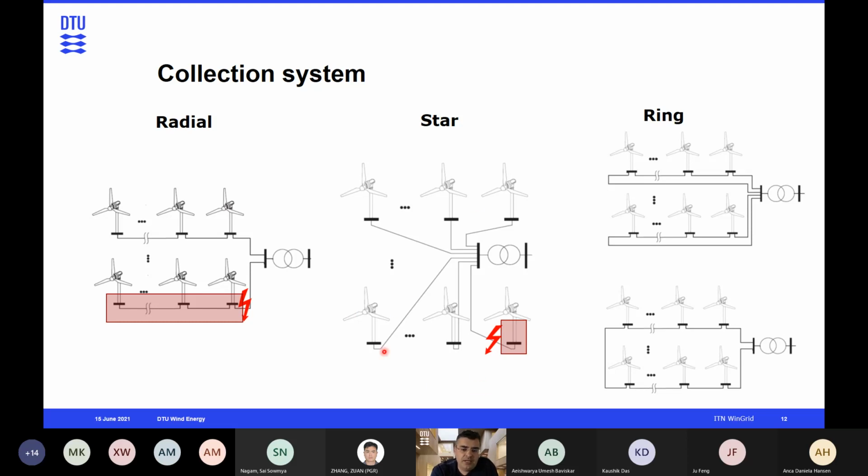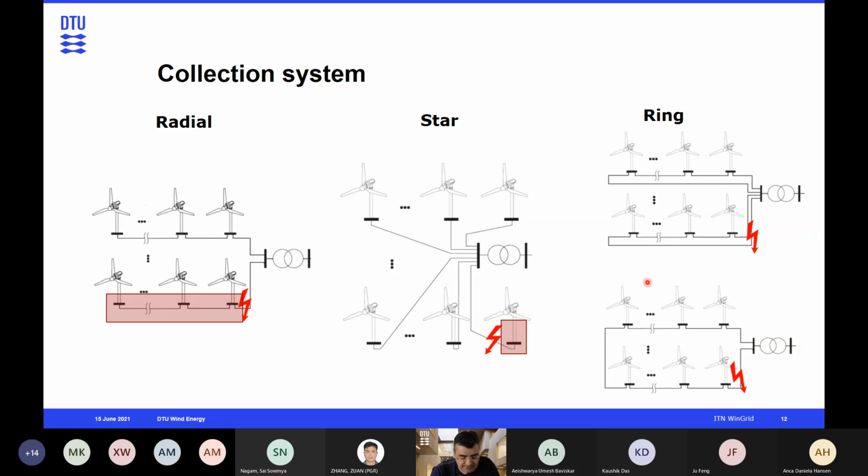But that, of course, means a significantly larger amount of cables, kilometers of cables being laid in the seabed. And then in the ring topology, depending on the sizing of the cable, a fault will have virtually no impact, because the current has alternative paths to go to the substation. But of course, this is also expensive, because you have more kilometers of cables compared to the radial, and also the cables should be oversized because they should be able to carry the power produced from more wind turbines in case of a fault situation.